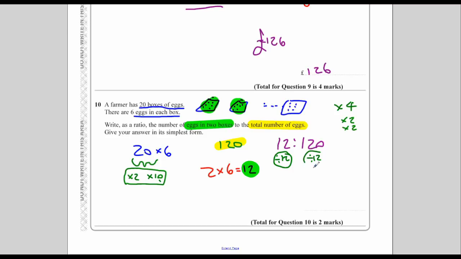Okay, and if we do that, it will simplify. 12 divided by 12 is 1. 120 divided by 12 is 10. Again, times table practice, paying off a treat.